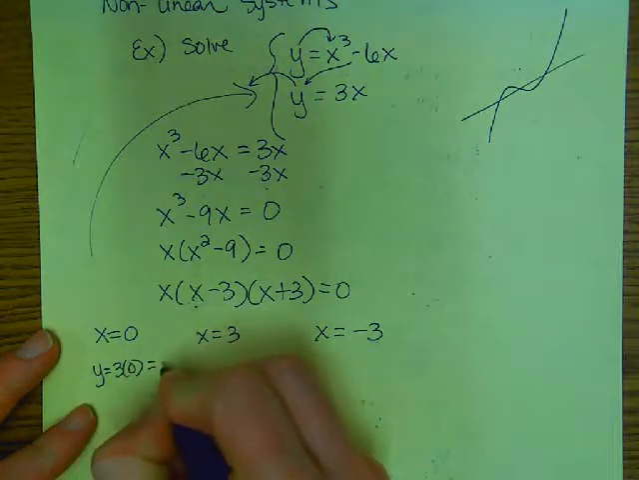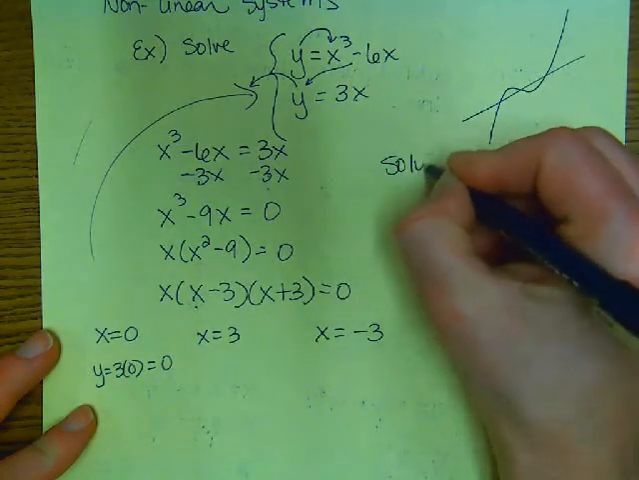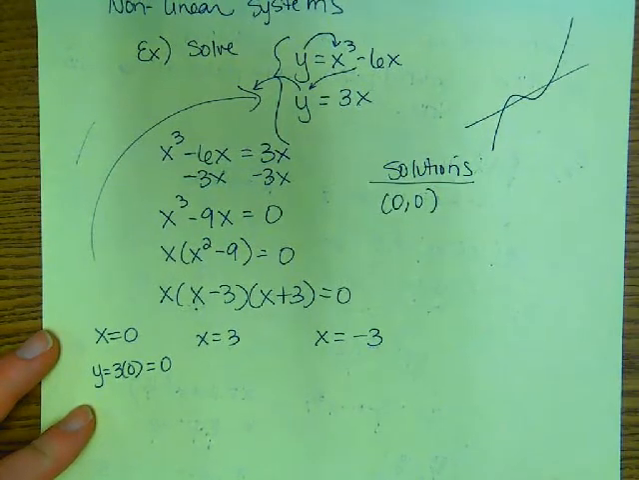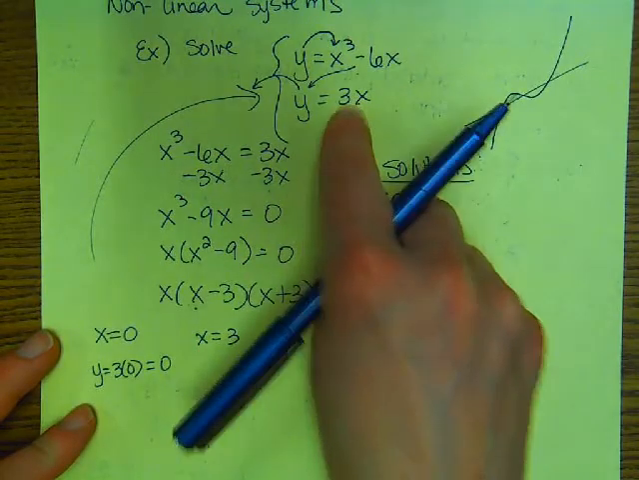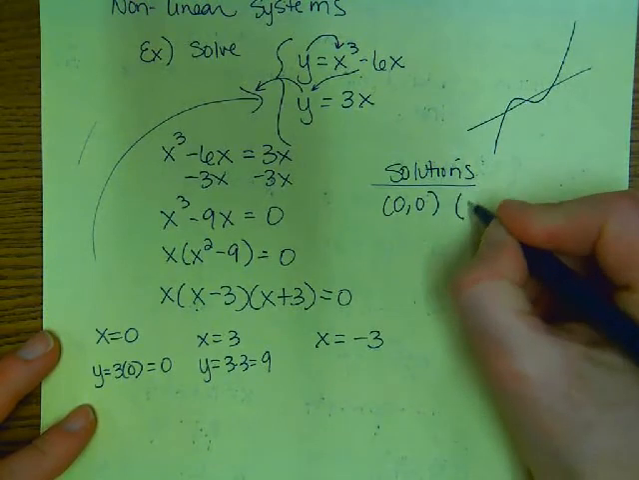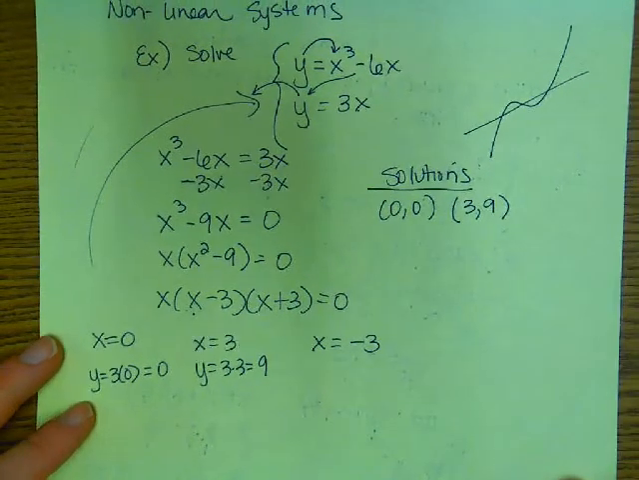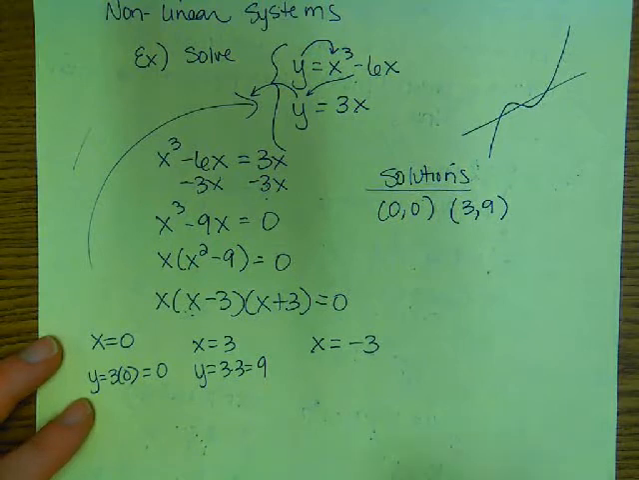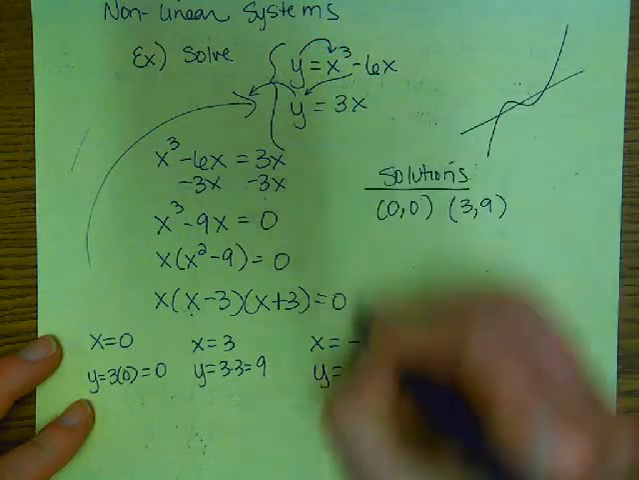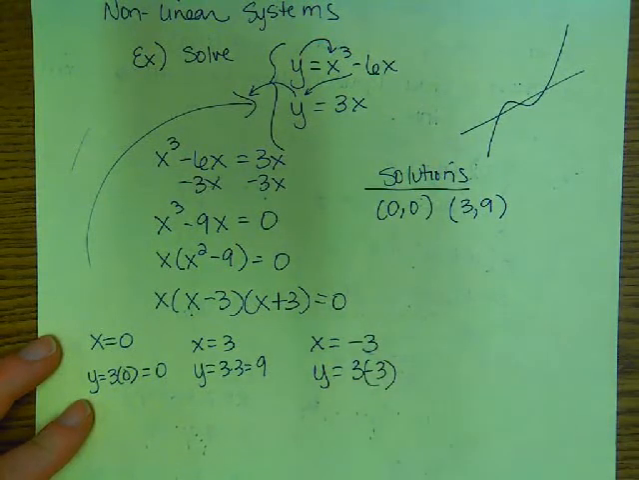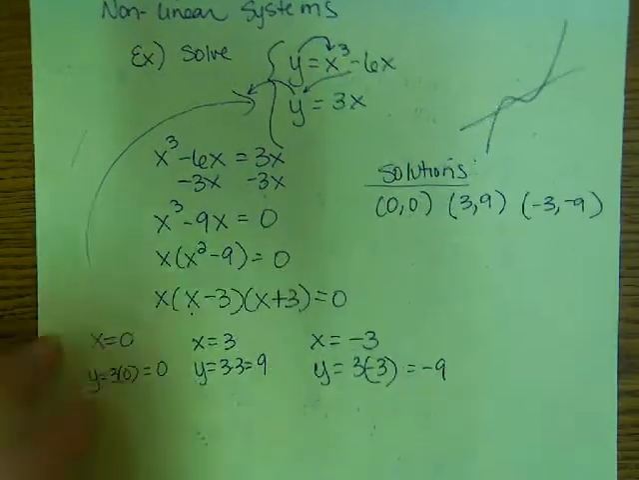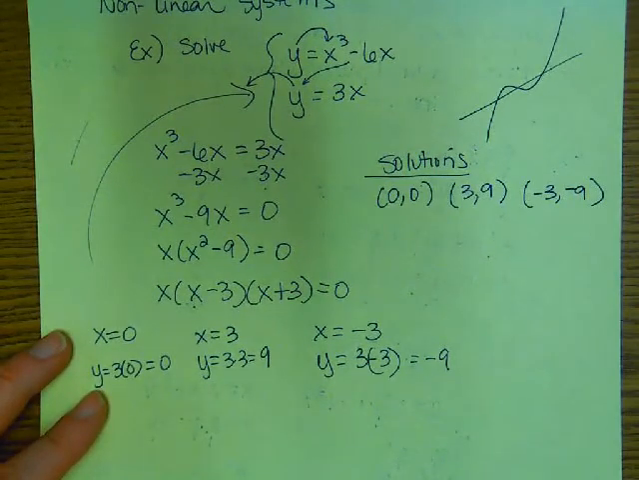y equals 3 times 0, or 0. So one of the solutions is going to be the ordered pair 0, 0. Let's put 3 in. So y equals 3 times 3, or 9. So a second solution should be the ordered pair 3, 9. Let's put negative 3 in. So 3 times negative 3 is negative 9. So a third solution is the ordered pair negative 3, negative 9.